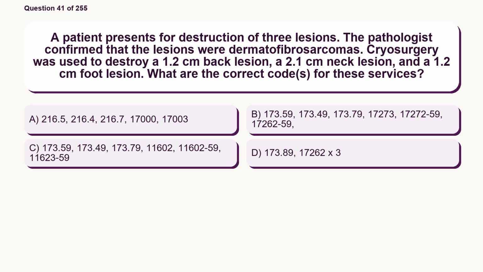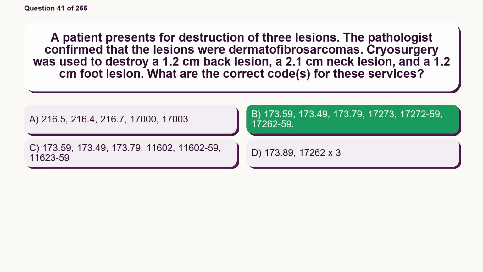Option C: 173.59, 173.49, 173.79, 11602, 11602-59, 11623-59. Option D: 173.89, 17262 x 3. The correct answer is option B: 173.59, 173.49, 173.79, 17273, 17272-59, 17262-59.